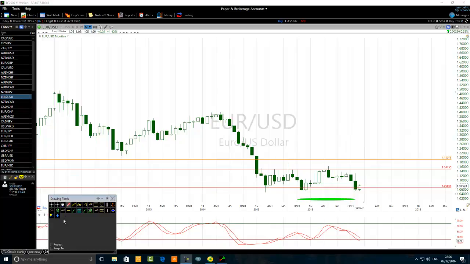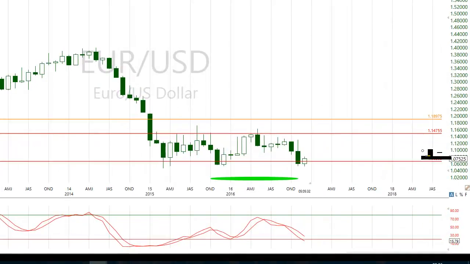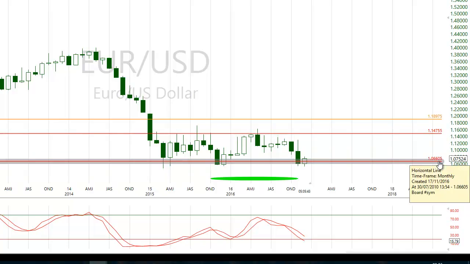We are looking at the Euro-Dollar currency pair, and I'm on the monthly charts. The current market pattern is a balanced market between the level of 11475, that's the red line here, and the level of 10660.